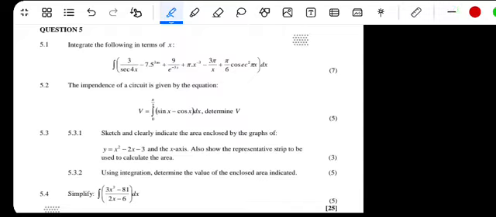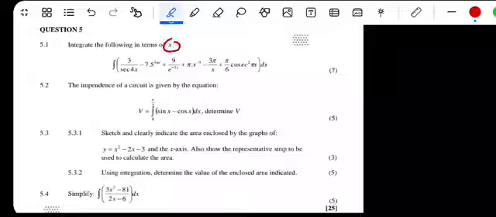We're still under N4 mathematics. Let us attack this question that was written in March. It's an exam typical question. Question 5.1 says integrate the following in terms of x.